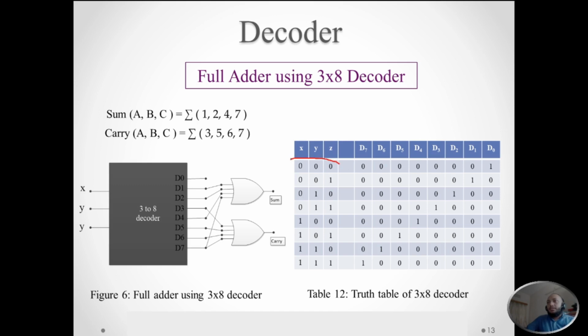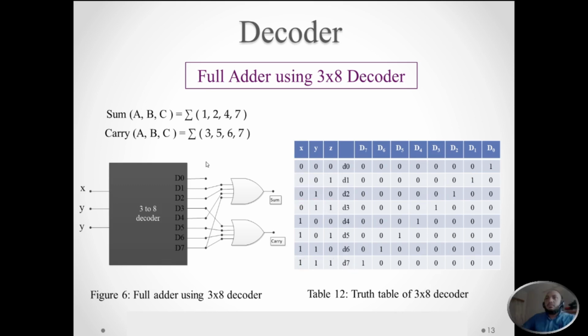When the pattern is 0 0 0, only D0 is 1. So we can say we will get D0 when the combination is 0 0 0. When the combination is 0 0 1, the output will be D1, because only D1 is 1 here. For the pattern 0 1 0, similarly it's D2. Similarly for this we can say it's D7.